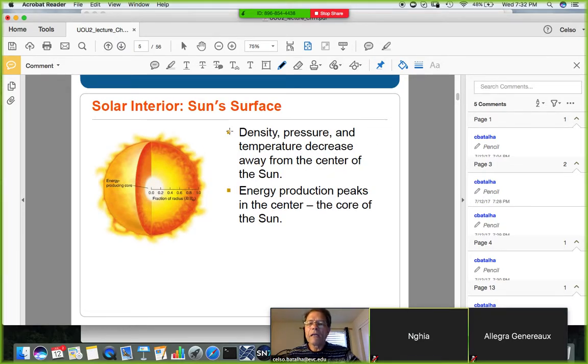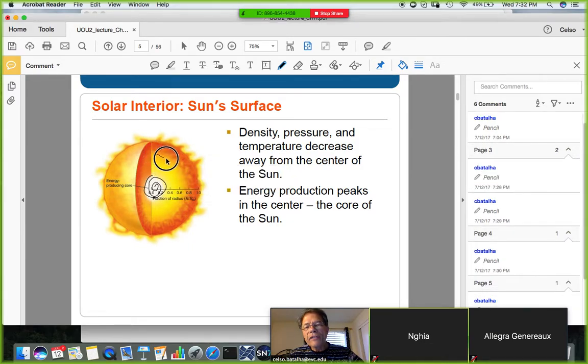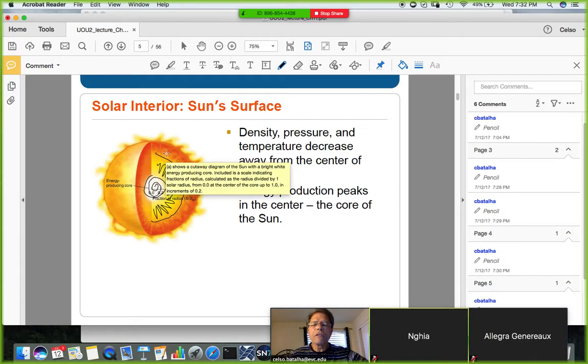So again, we went over the core. That's where energy is produced. Now there is a second region in the interior part of the sun that's called the radiative diffusive shell. See this shell here in yellow? This is a region where energy produced in the core moves outward towards a third interior region, which is called the convective zone.